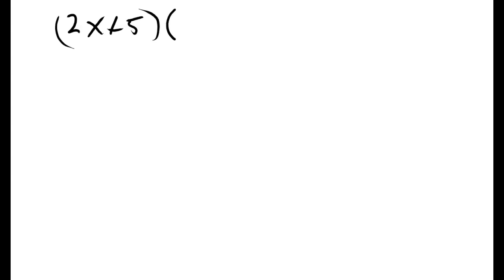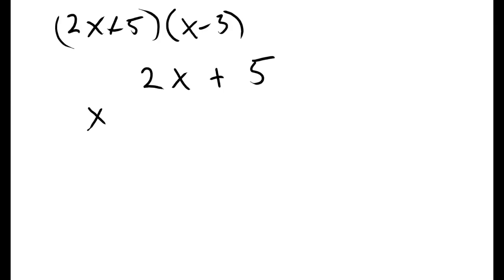It's 2x plus 5 times x minus 3. So I'm going to use the same problem. Times x minus 3. And instead of doing this horizontally double distributing, I'm going to put this in what some people would call a grid or an array. I tend to call it boxes.